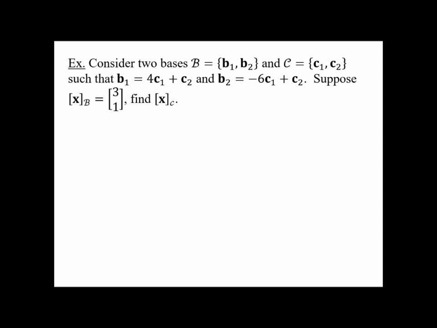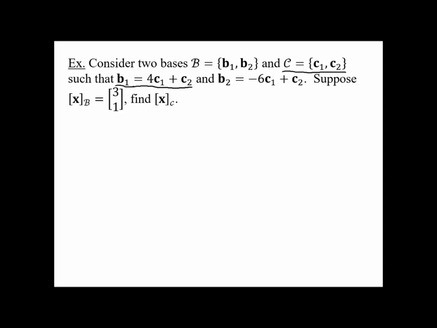If I told you that C is a basis, that means that every vector in the space can be written as a linear combination of C1 and C2. Well, B1 is a vector in that space, so B1 can be written as this linear combination, and we can say the same thing for B2. So it makes sense that B1 and B2 can be expressed as a linear combination of the C's because the C's form a basis. So we're told that the B coordinates for X are 3, 1, and we want to find the C coordinates for X.